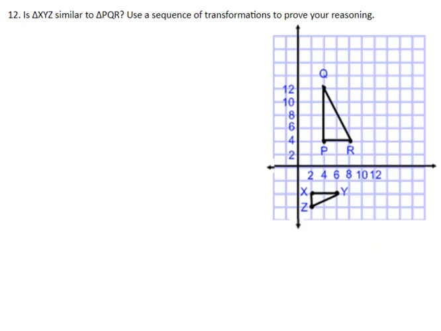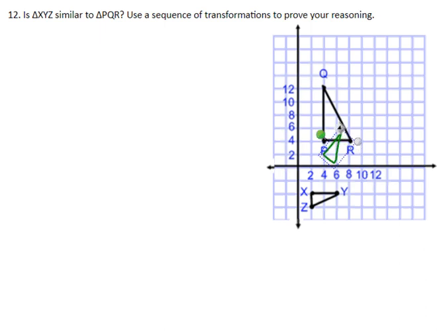All right, next up, we need to figure out if these two triangles are similar. And to do that, we're going to use a sequence of transformations. If we can get from one to the other using transformations, then the two figures are similar. So I'm going to start by translating this shape right here. I'm going to go up 4, 1, 2, 3, 4, and right 1. Okay, then I'm going to rotate that counterclockwise 90 degrees around point P.